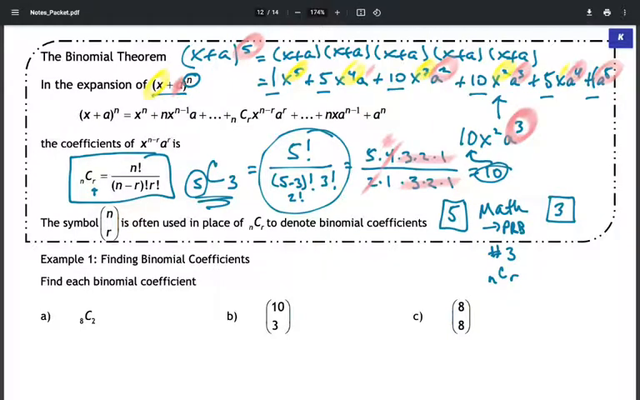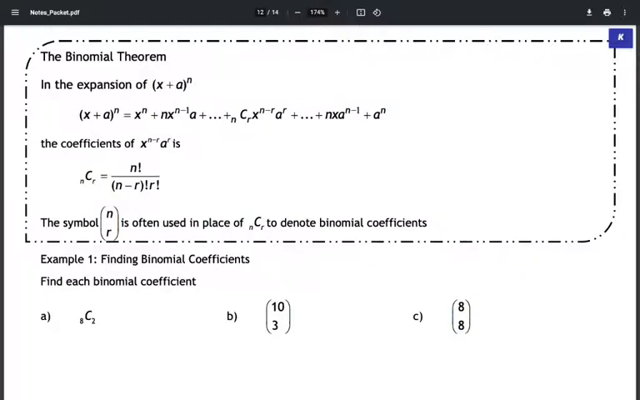So if we do that for this one right here, we're going to type 8, and then we're going to hit math, go over to probability, and choose option number 3, and then you're going to type in 2. So let me do that real quick. Sorry, I accidentally erased that. So when you type this in your calculator, you're going to get 28.